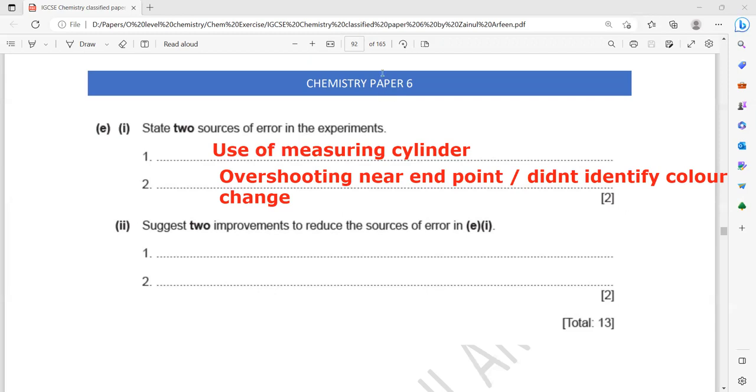So how to overcome this overshooting? Just mention add slowly, or add drop by drop near the endpoint. That's it. That's how we overcome this.